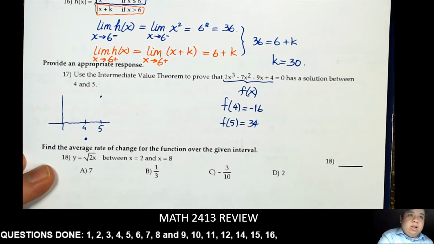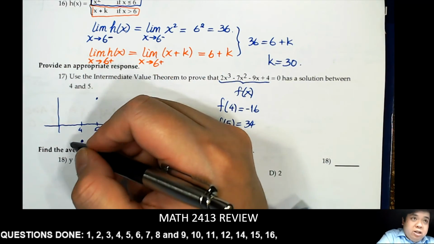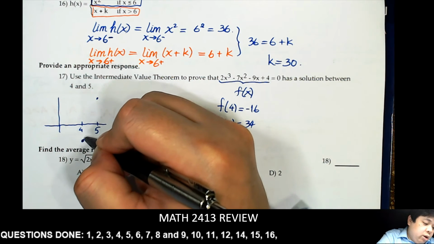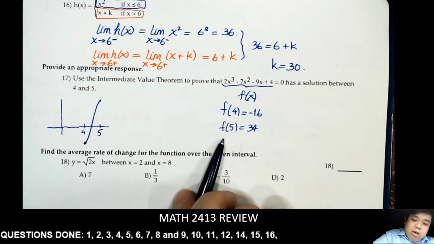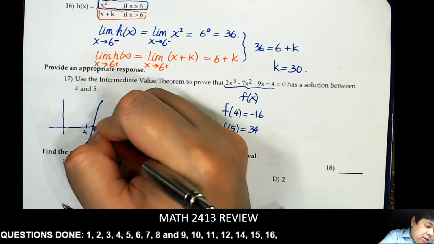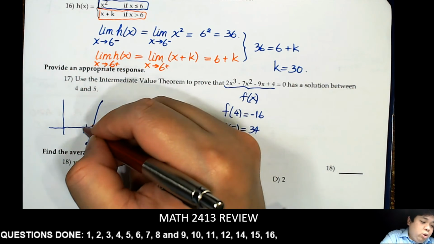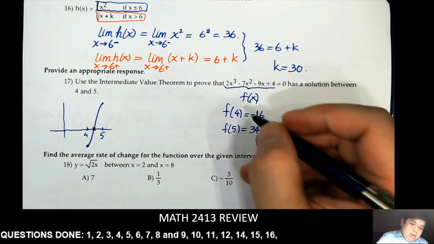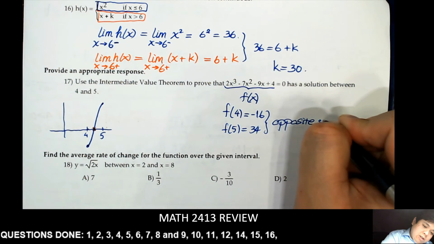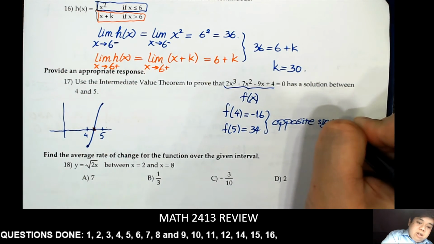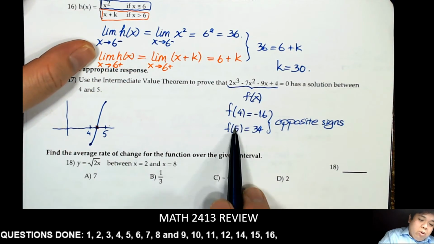Now we have f of 4 is equal to negative 16 and f of 5 is equal to 34. So because this is a polynomial function, it is continuous. Continuous meaning from this point, when we connect the points, the graph must cut the x-axis at some point. So there is a solution between 4 and 5. Because they have opposite signs, by the intermediate value theorem, there must be a 0 between those two numbers, 4 and 5.